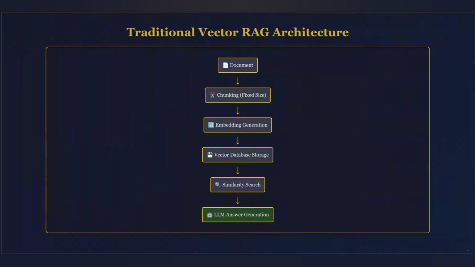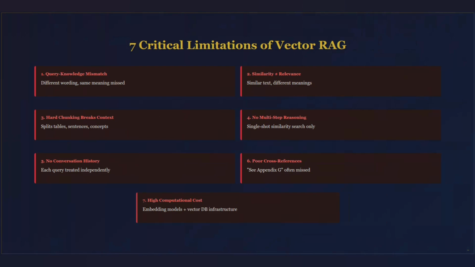But here's where things start to fall apart. Let me walk you through the 7 major problems with this approach. Problem number 1, query knowledge mismatch. Users don't always phrase their questions using the same words as the document. For example, if you ask, "How do I troubleshoot errors?" but the document says debugging techniques, semantic similarity might miss it.